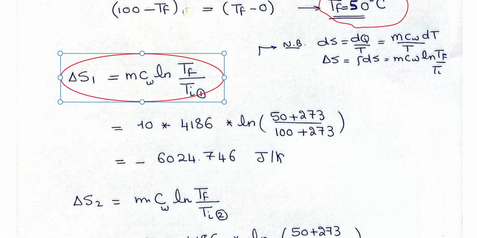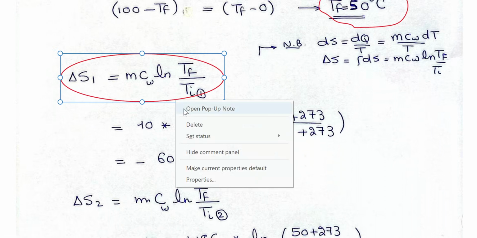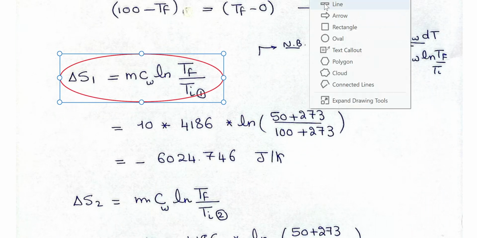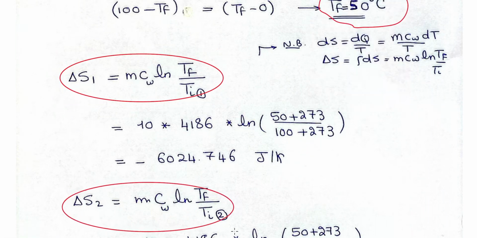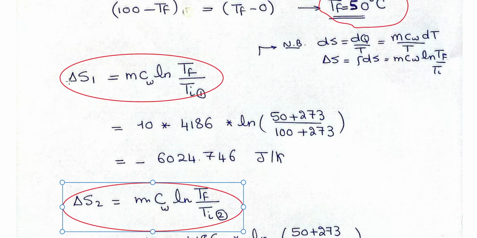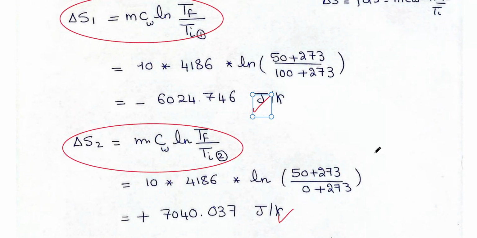As for the second amount, it is calculated like this. So we will calculate the change in entropy, m C water ln T final over T initial 1, and the second one, m C water ln T final over T initial 2. You have the mass of water, the C of water, and the temperatures, so you can calculate delta S1 and delta S2. After substituting, delta S1 is negative, but delta S2 is positive.